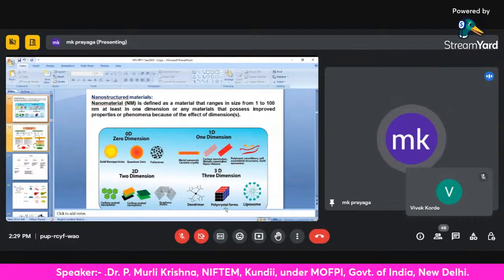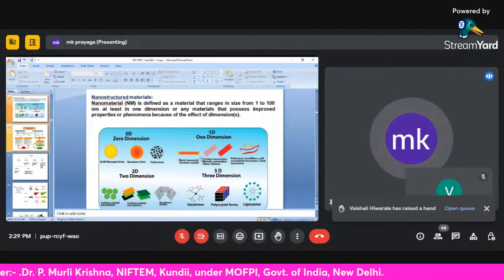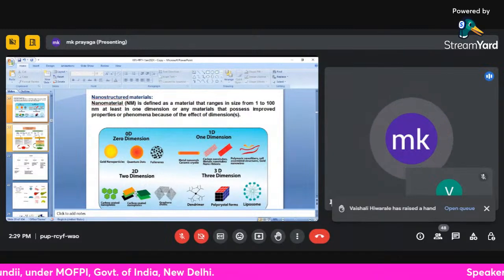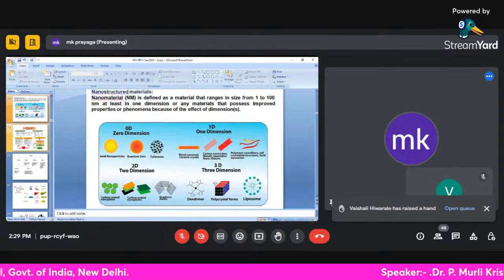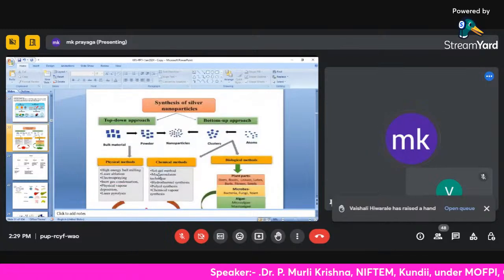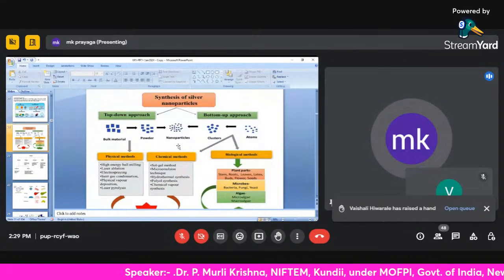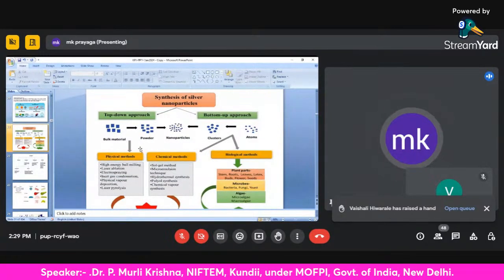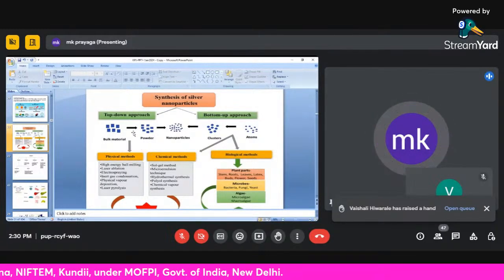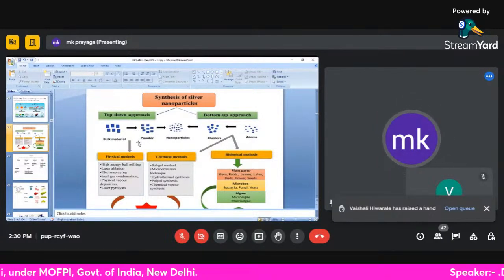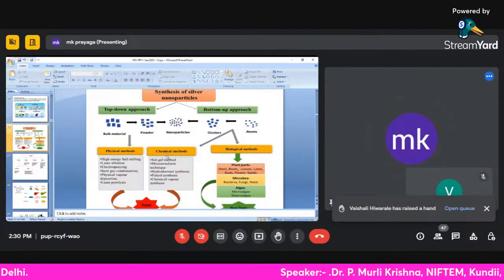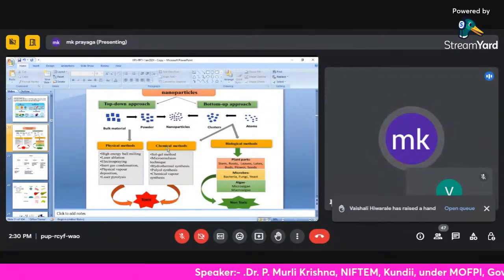And one dimensional are the nanorod structures. Then two dimensional, thin film structures. Three dimensional, we have the polycrystalline form, liposomes, dendrimer structures. So the synthesis of nanostructured materials, of course, I think all of you know very well. We have two methods, top-down approach and bottom-up approach. Based on your laboratory requirements, you can select any of the methods available to your comfort.